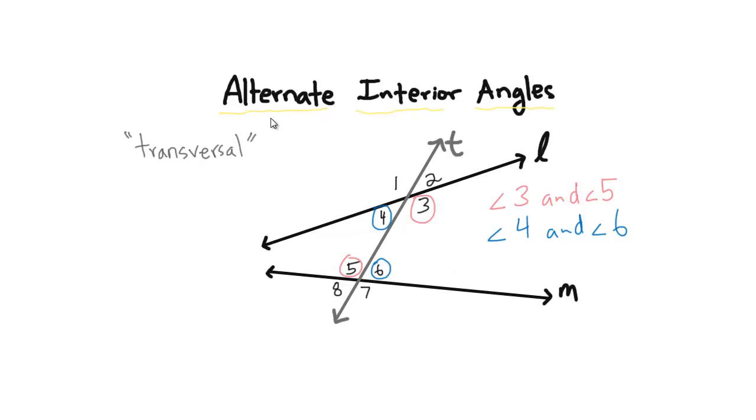Alright? So when you're thinking of the word alternate, you want to look at the transversal, and you can see that angles 3 and 5 lie on the opposite side of the transversal. And same thing with angles 4 and 6. They're on opposite sides of the transversal.